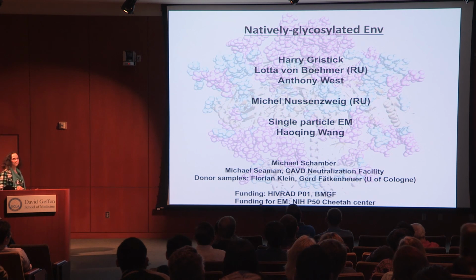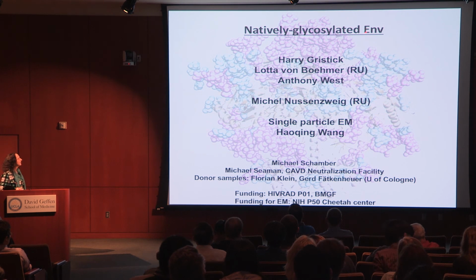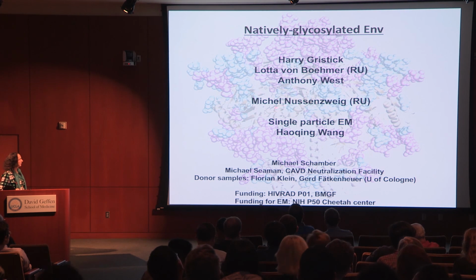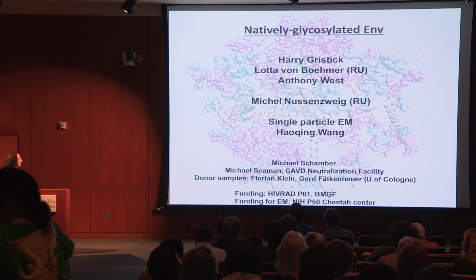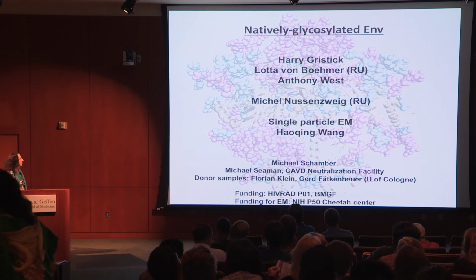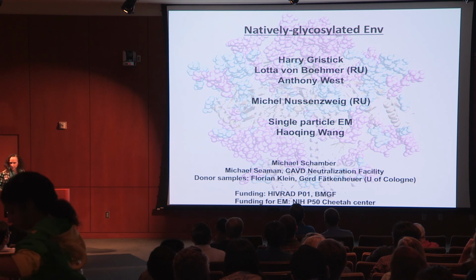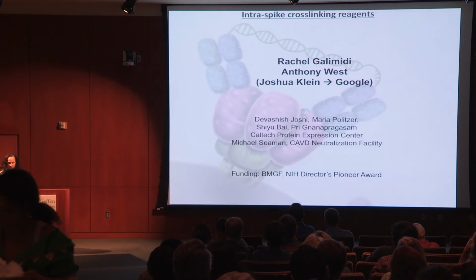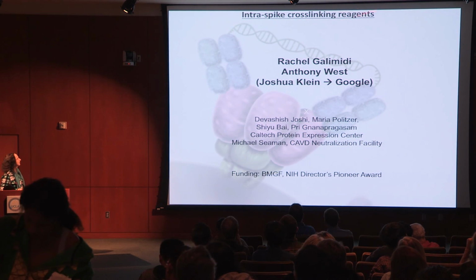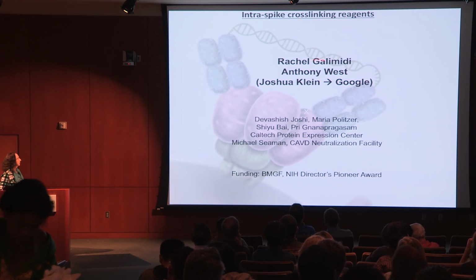Okay, I want to stop before the end of the hour, so I'm acknowledging people who did the work. The natively glycosylated envelope structure was Harry Gristick's structure. He's a postdoc in the lab. Lotta von Boehmer from Michel Nussenzweig's lab at Rockefeller isolated the IOMA antibody. Anthony West did many of the calculations. The single particle EM I showed was by a graduate student named Hao-Ching Wang. And then the inter-spike cross-linking reagent project was Rachel Galimidi.